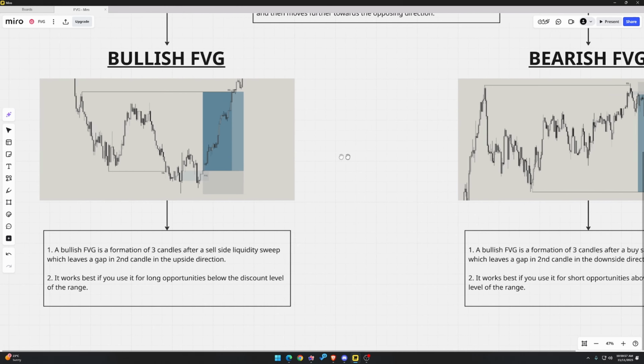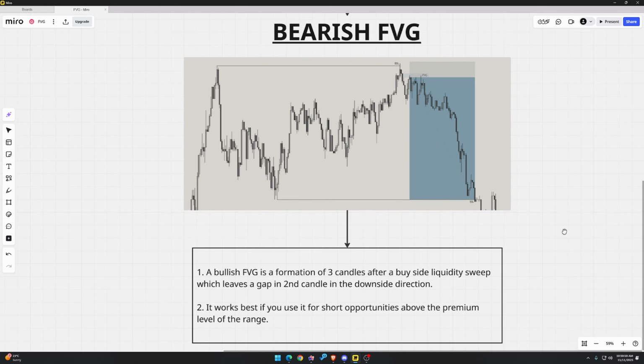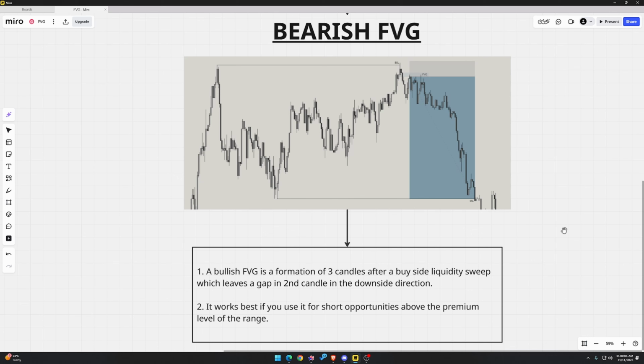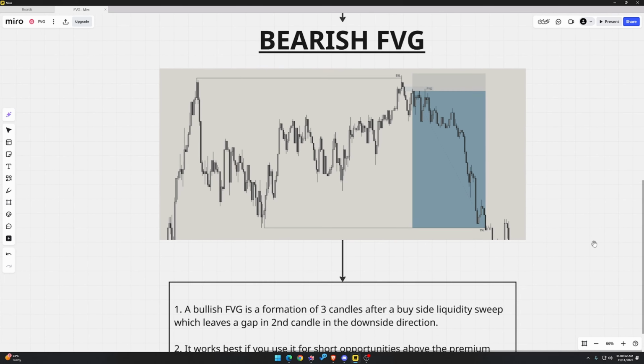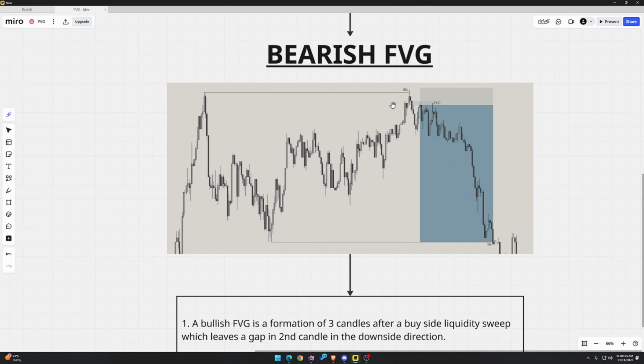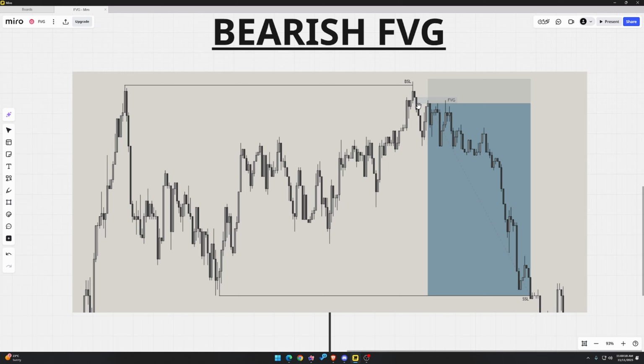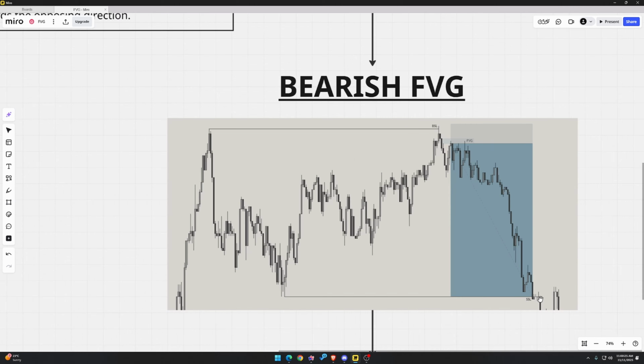Now on the flip side, we've got a bearish fair value gap. This one forms after a buy-side liquidity sweep, again with a clear gap in the second candle. Price comes back, fills that gap, and then continues lower. Here's another example. We've got a buy-side liquidity sweep, followed by three candles where the middle one creates that bearish fair value gap. Watch how price taps right back into it and then drops to the downside.